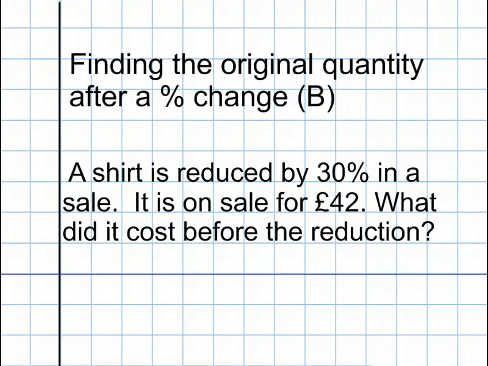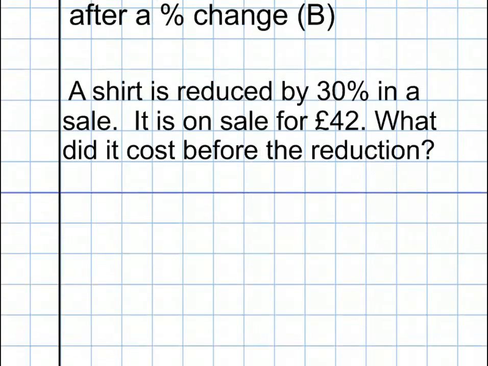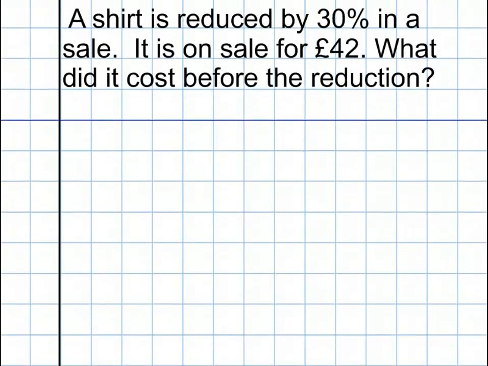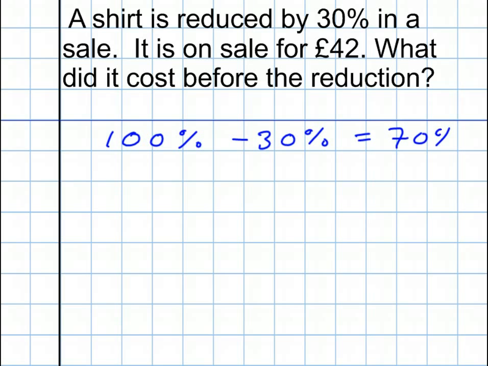Right, now the last one. Find the original quantity after a percentage change. A shirt is reduced by 30% in a sale, and is on sale at £42. What did it cost before the reduction? Well, let's have a look. So there's the original 100%. We've taken away 30% to give us 70%. So 70% is equal to £42.